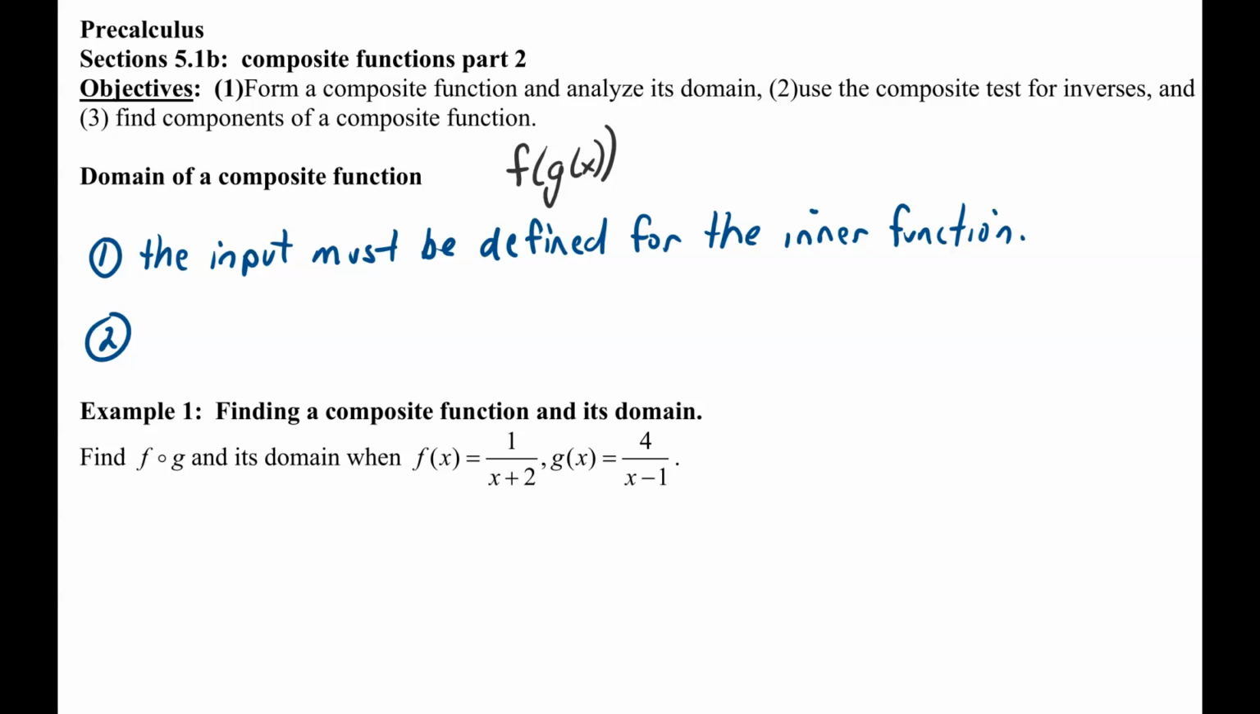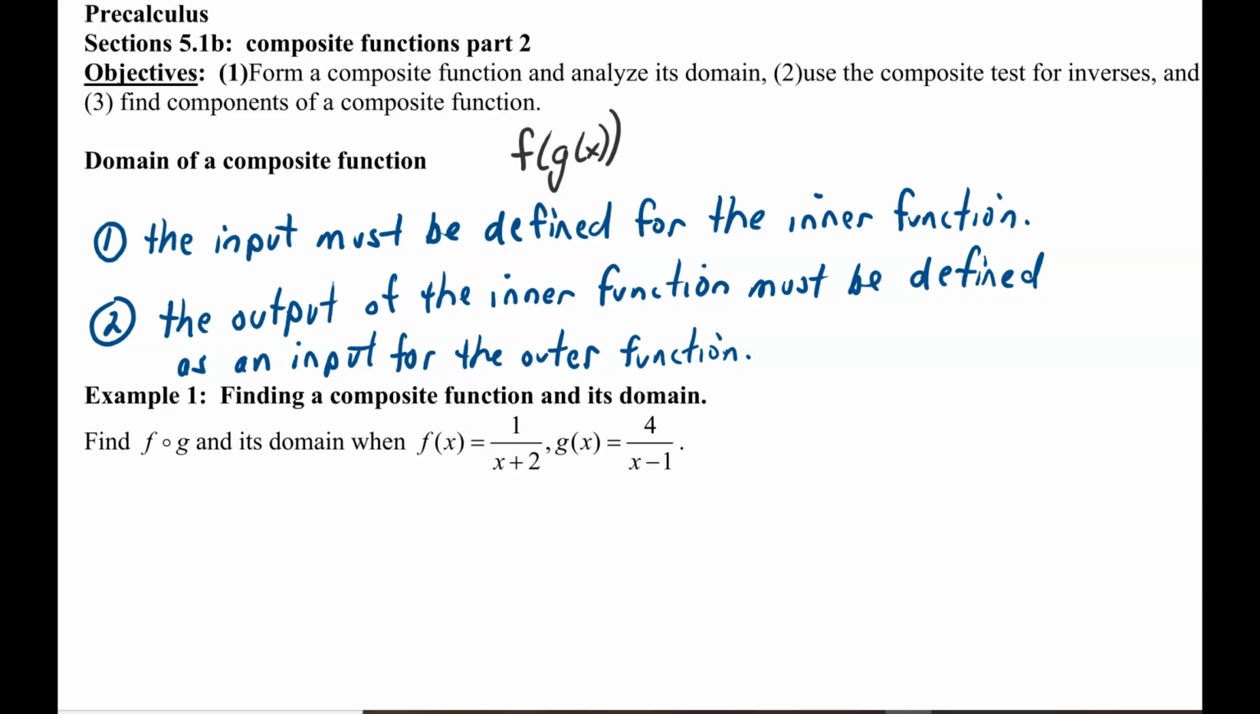Now remember how composite functions work. You put something into the inner function, you get an output. The output of the inner function becomes the input of the outer function. So the second restriction on the domain is that the output of the inner function has to be defined for the outer function.